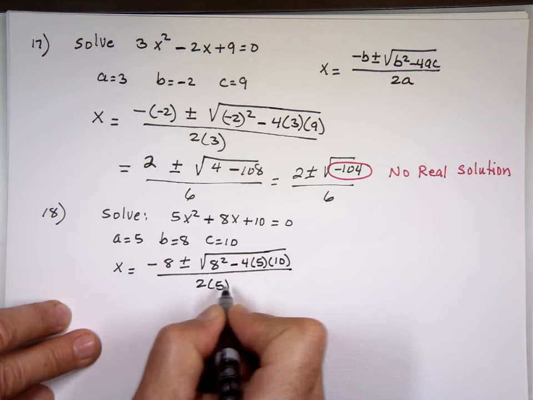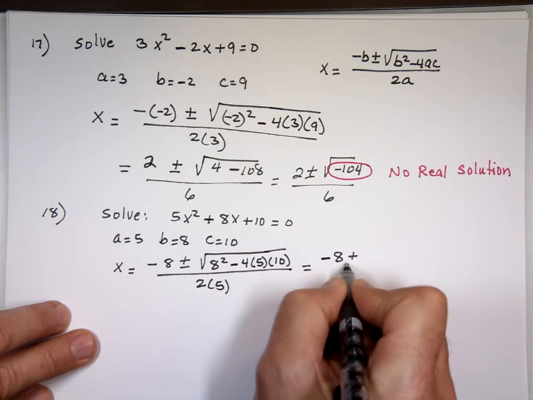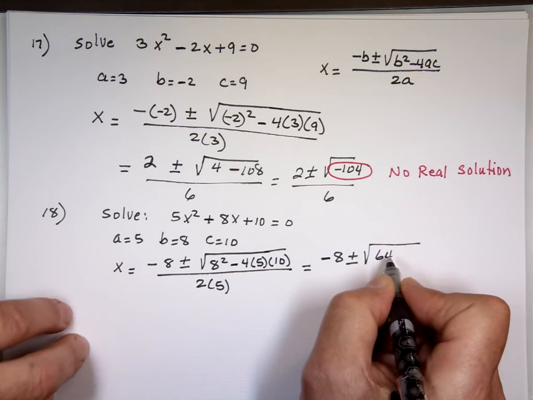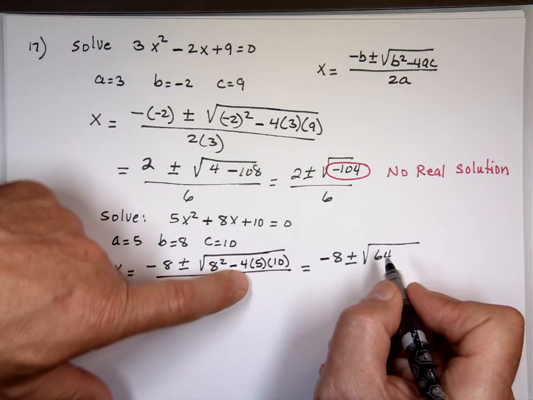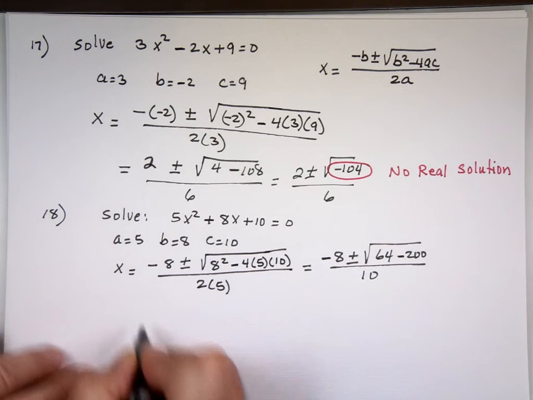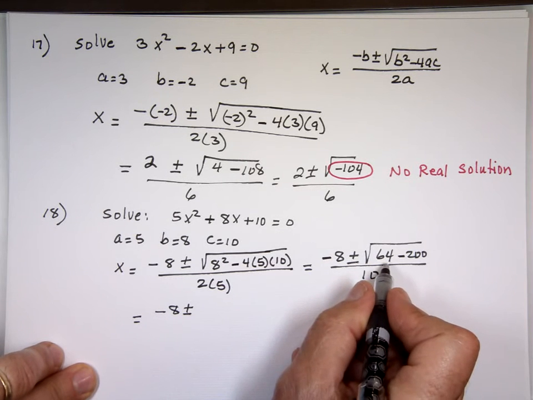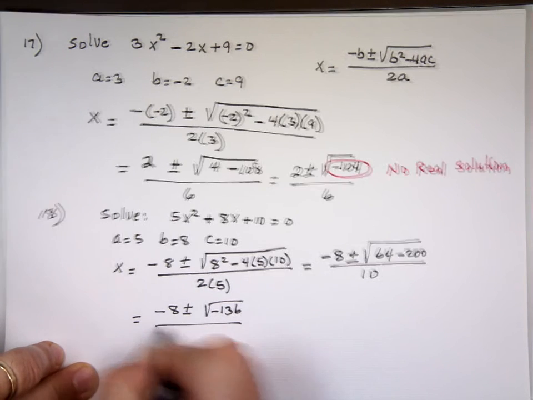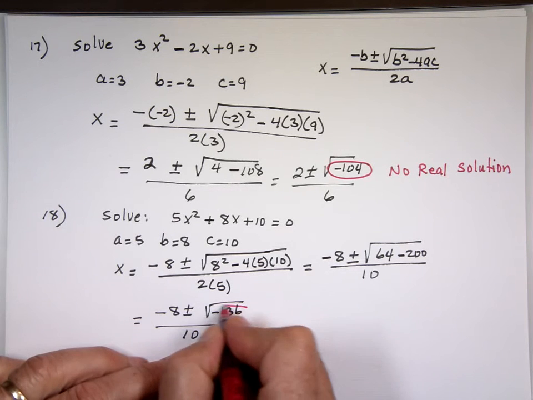Might be no solution again. I like those. 8 times 8 is what? 64. And that's 200 over 10. The square root of negative 136, stop right there, over 10. Again, no real solution. Can't take the square root of a negative number.